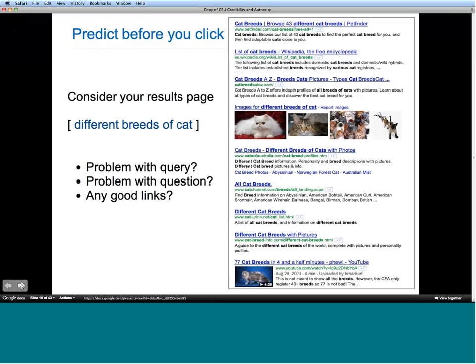So as you may know, animal breeds are very controversial. If you want to know how many breeds of almost any kind of animal there are, you come up with highly varying answers. So this is what happens. A student runs a search like this, and what you see, if you look at the top result, it says there are 43 different breeds of cats. And if you look at the bottom result, it says there's 77 different breeds of cats.